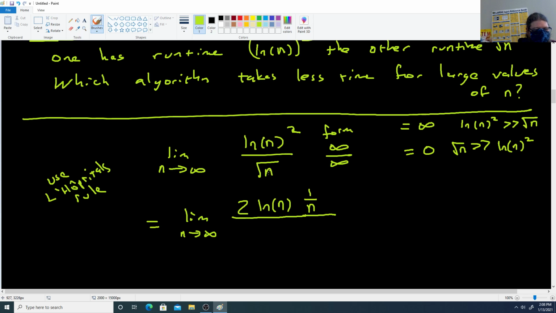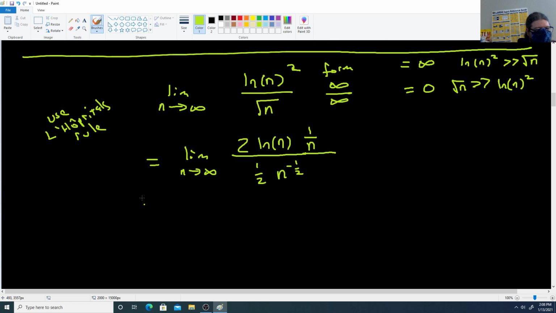Square root of n, that's n to the 1/2 power. We'll use the power rule there. We'll get 1/2 n to the negative 1/2. So now we're going to do a little bit of algebraic stuff. If you're dividing by a half, that's the same as multiplying by 2.